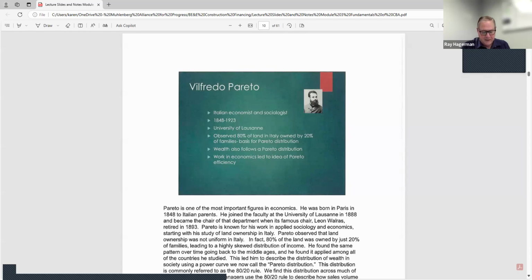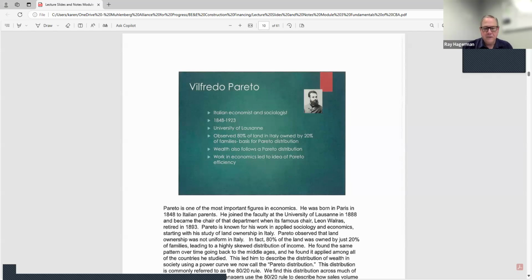So the best way to say that is an allocation of goods is Pareto efficient if no alternative allocation can make at least one person better off without making anybody else worse off. So usually we say it becomes Pareto efficient at that point.